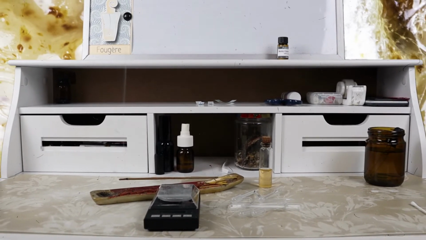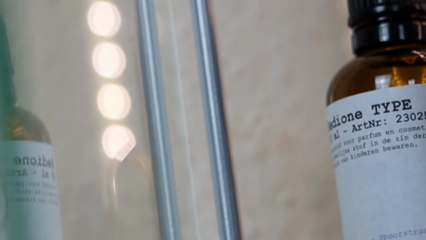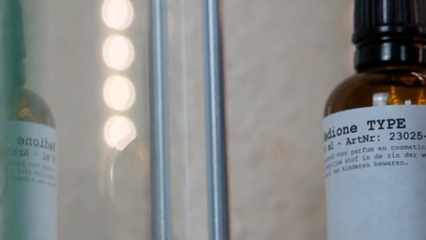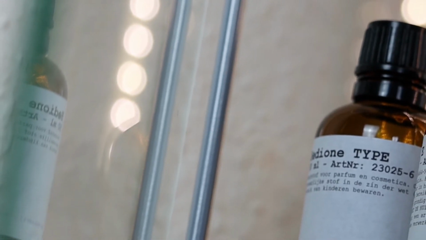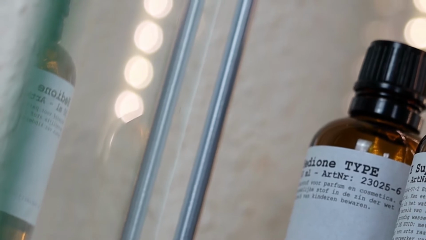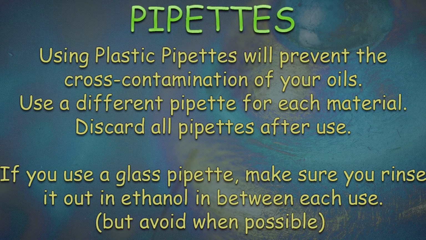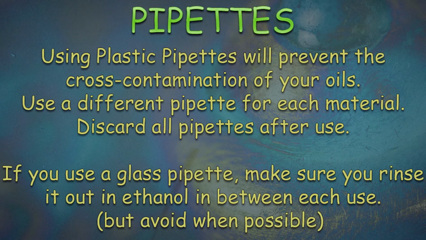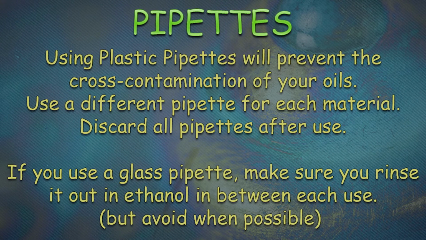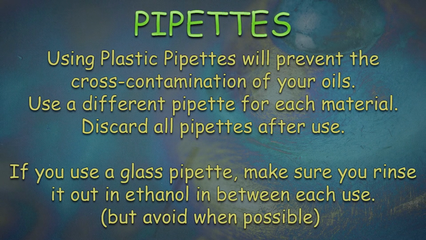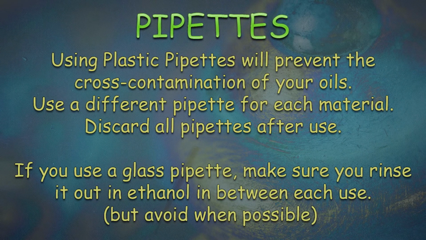Bear in mind that working in drops is not accurate and results can differ with each batch, as oils have various levels of acidity, which means that the weight of drops will vary. In my experience, you get inconsistent results. Using plastic pipettes will prevent the cross-contamination of your oils. Use a different pipette for each material. Discard all pipettes after use. If you use a glass pipette, make sure you rinse it out in ethanol in between each use.